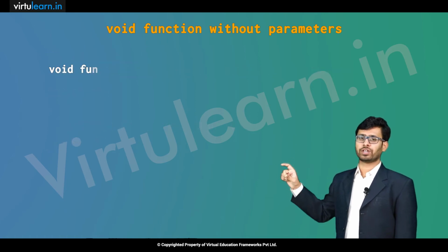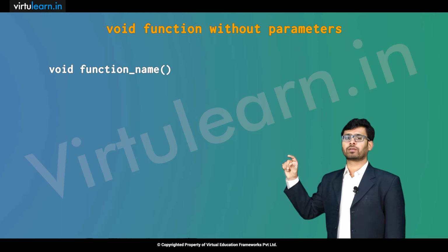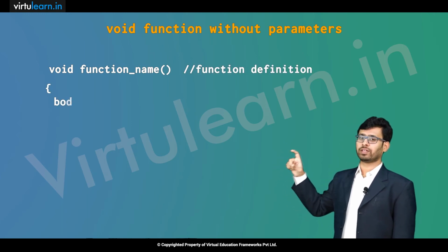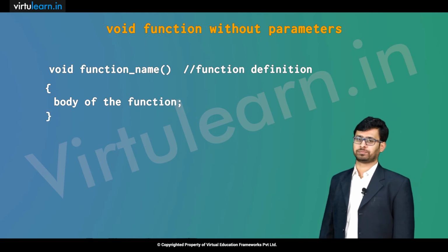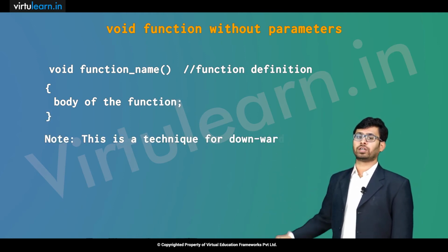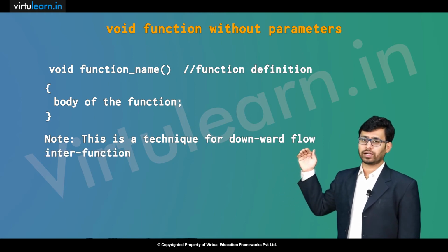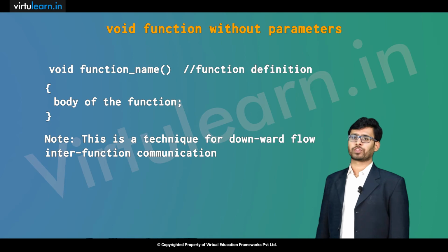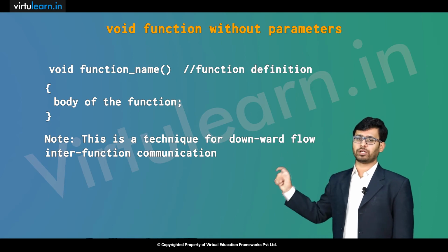Next, in the function definition, we are going to write void function name and open and close parenthesis. Within that we need to write the body of the function. So this is a technique for downward flow inter-function communication. So this is the signature for void function without parameters.